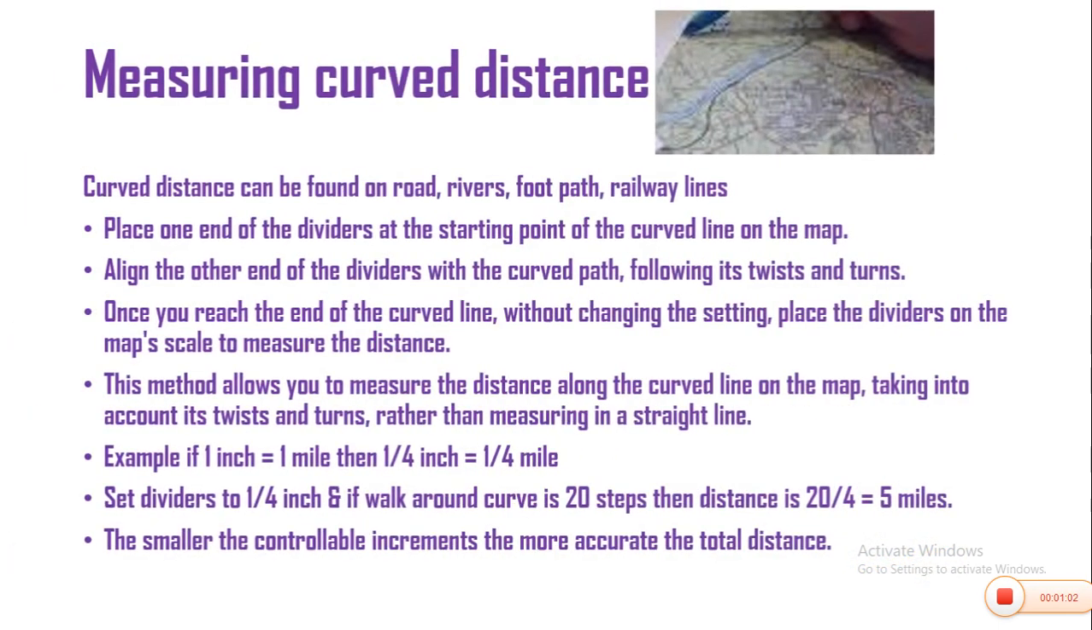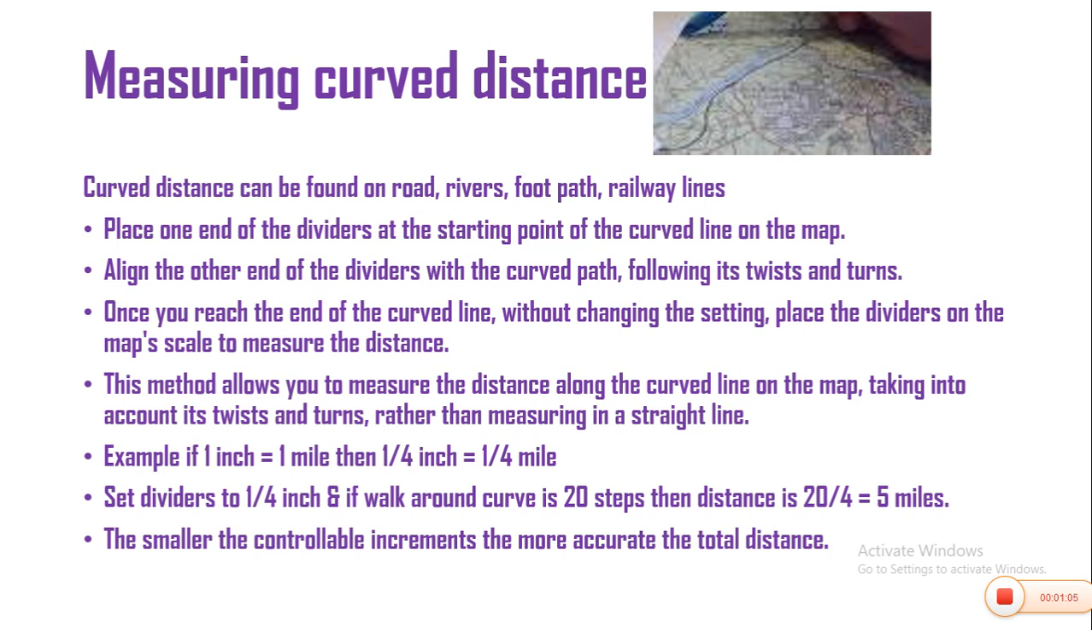Let's look at measuring curved distance. Curved distance can be found on roads, rivers, footpaths, railway lines. Now let's look at how to measure curved distance. Place one end of the divider at the starting point of the curved line on the map. Align the other end of the dividers with the curved path, following its twists and turns. Once you reach the end of the curved line, without changing the setting, place the divider on the map scale to measure the distance. This method allows you to measure the distance along the curved line on the map, taking into account its twists and turns, rather than measuring in a straight line.